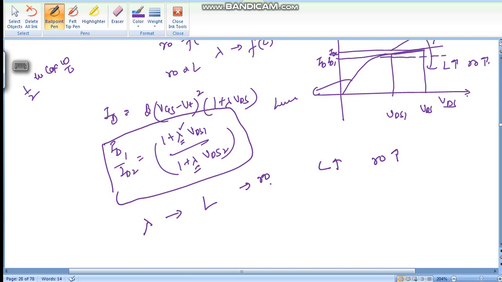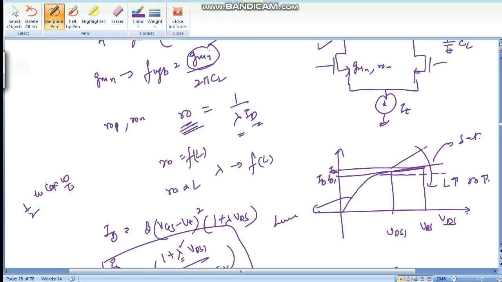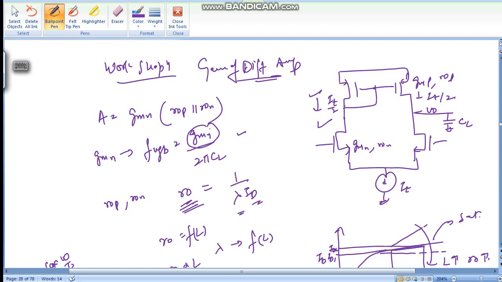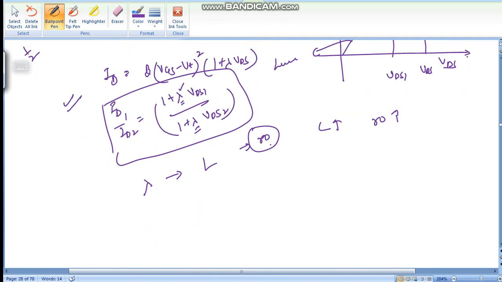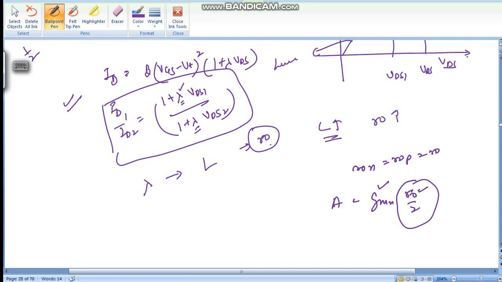Using this experiment for both N and PMOS, we can find out RO, and using bandwidth we can find out GM. Now we know GM, and using bandwidth, we need to find out the output resistance. With this experiment we find out our output resistance. So say RON equals ROP equals RO. So gain is GMN RO by 2. Now we have GMN, and we need to decide the length, which depends upon the output resistance.